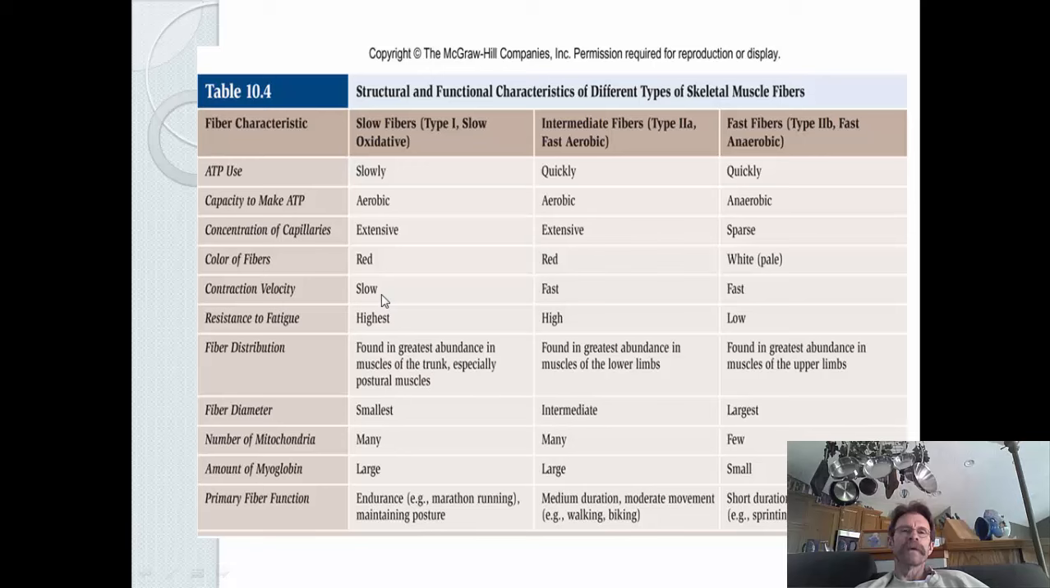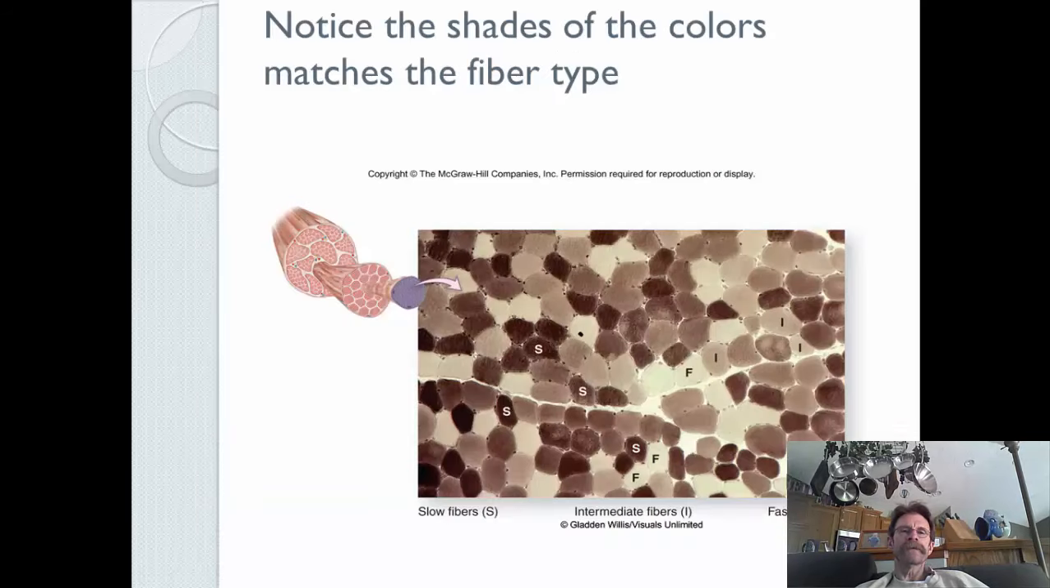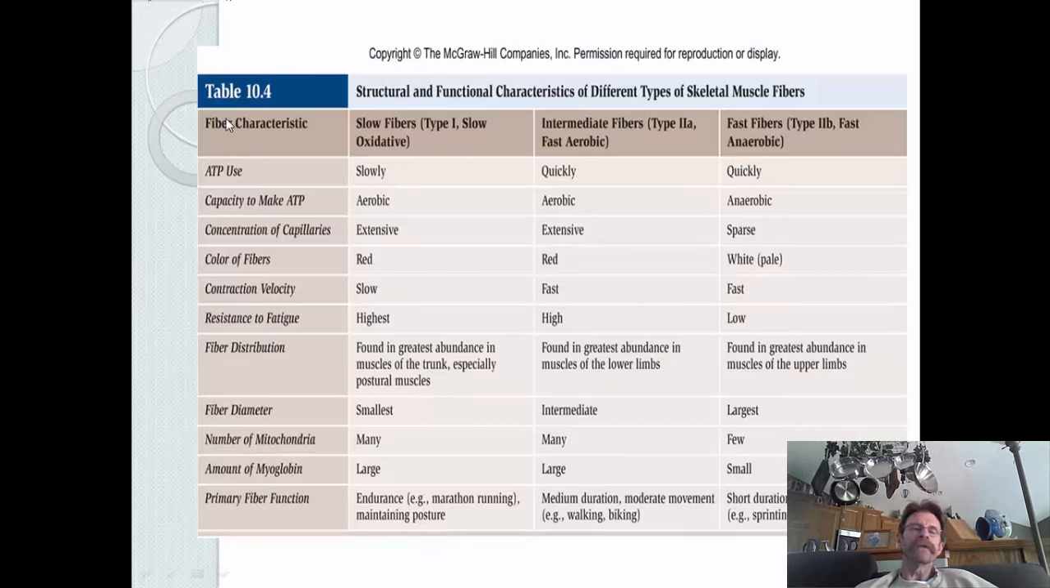And here are some characteristics of some of these. You'll need to know some of these characteristic types. So the fiber characteristics: slow, intermediate, fast. Need to know the type 1 and oxidative, type 2B, type 2A, anaerobic and aerobic. Need to know all that.